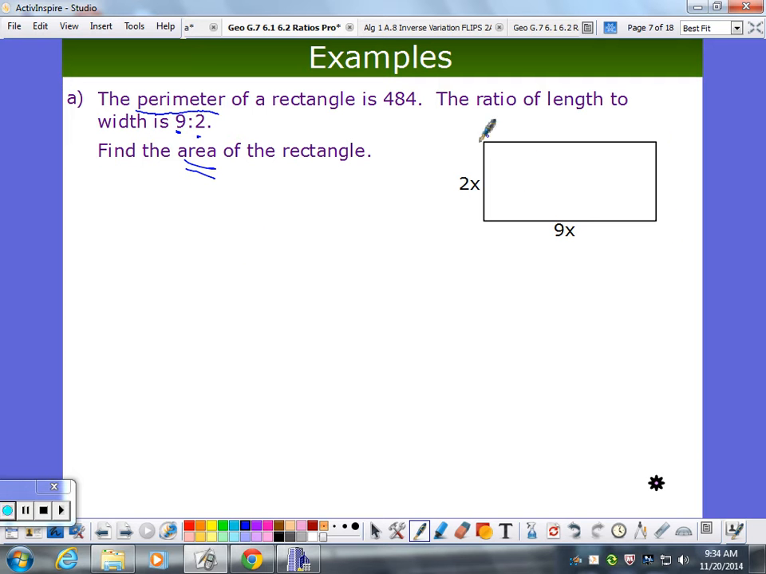So let's take this step by step. You have to draw the picture if it's not presented, and lay out what I know. I don't know these values, but I know it's in a ratio of 9 to 2, length to width, which means if I divide them both by the same number, I get 9 and 2. So what number? I'm just going to put X because I don't know what that number is.